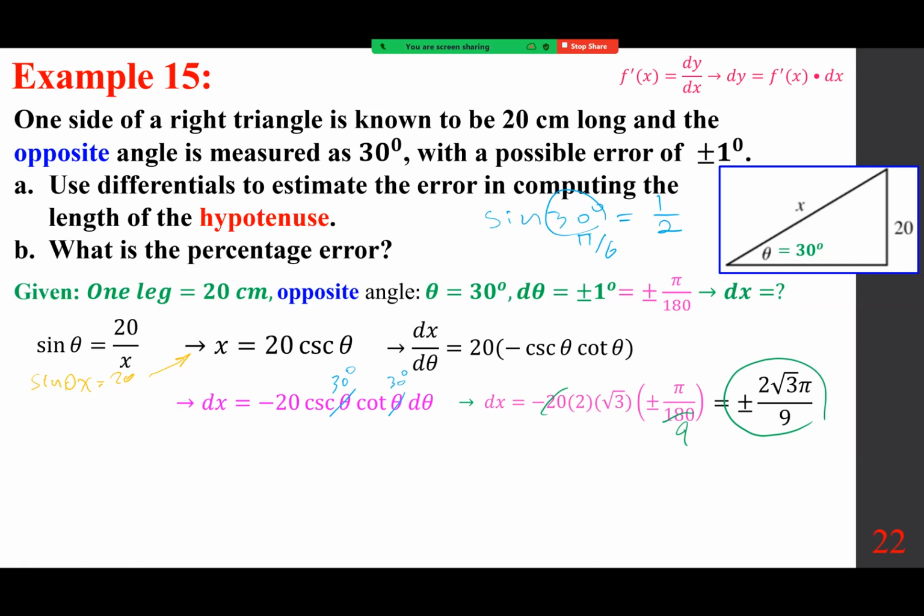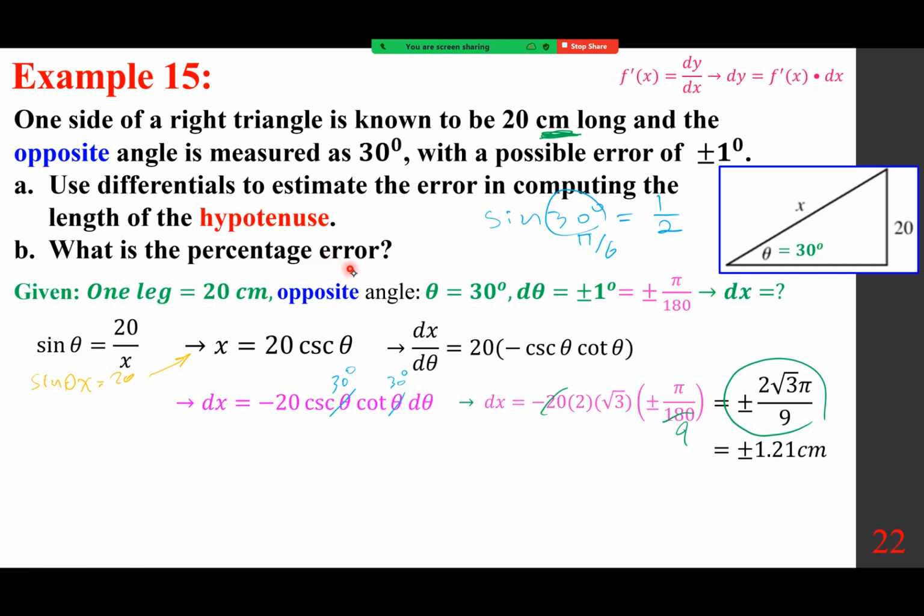Now use a calculator with a bunch of decimals, maybe 1 or 2 decimals, however many decimals they ask you. And we get plus or minus 1.21. Now, you want to pay attention that over here, the units were in centimeters. So plus or minus 1.21 centimeters. All right.